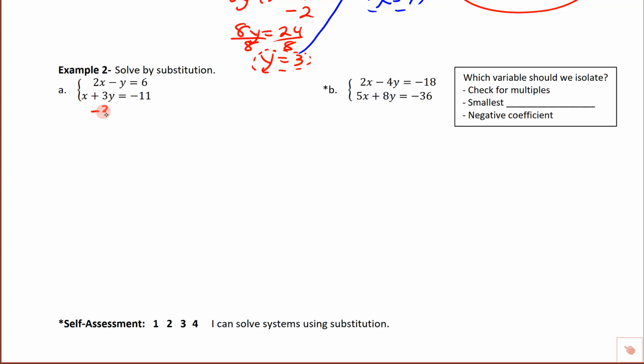So let's go ahead and do this. Let's subtract 3y. Subtract 3y, and we get this. X is equal to negative 3y minus 11. So wherever there's an x, we can put 3y minus 11.